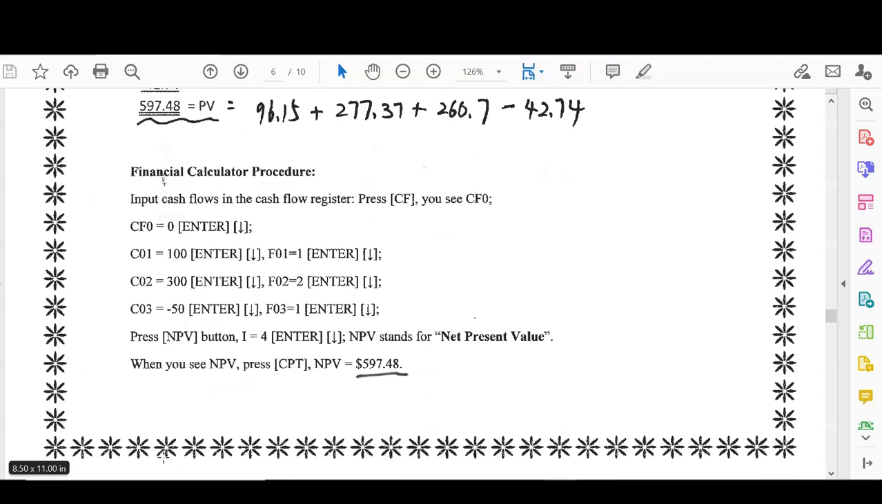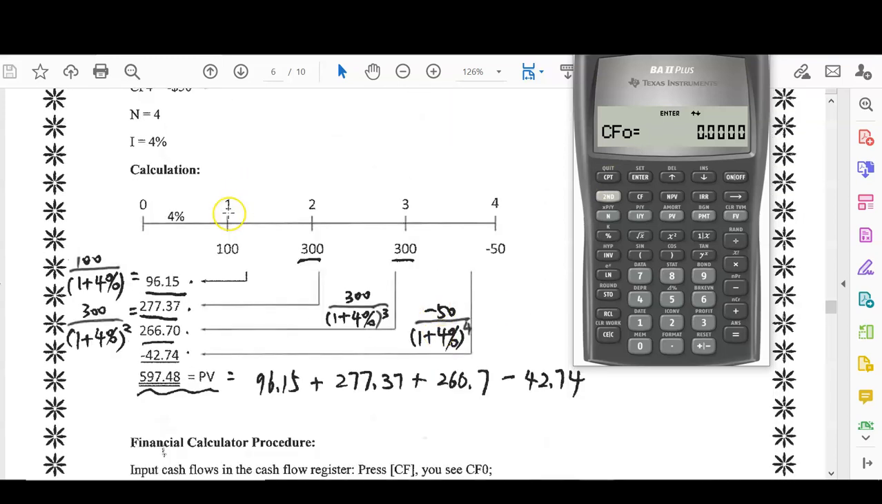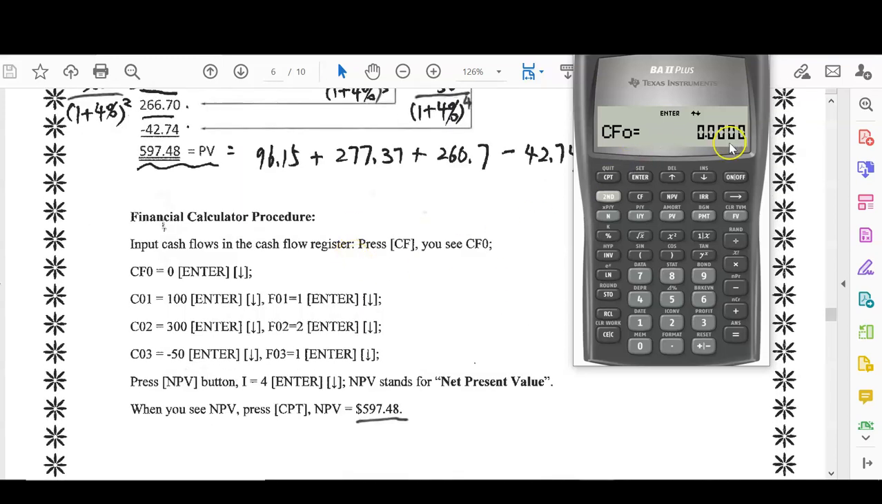Okay, an alternative way is to use the cash flow register. Let's use our financial calculator. We can just press the cash flow CF button. The cash flow functions include cash flow, NPV, and IRR. Here we press cash flow. We see CF0, meaning cash flow at time 0. We don't have cash flow at time 0 here. Our cash flow starts at time 1. So we keep it at 0, or you can press 0, enter.